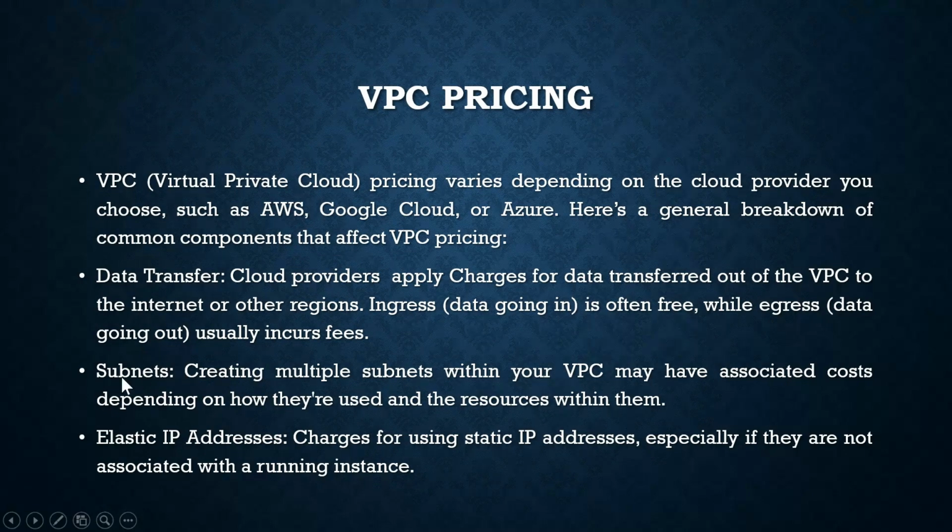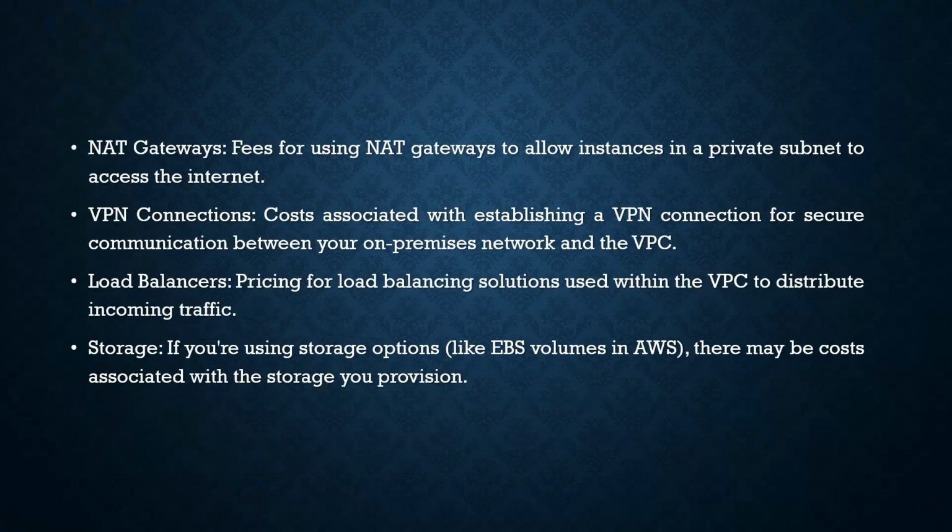The next one is subnets. Creating multiple subnets within your VPC may have associated costs depending on how they are used and the resources within them. The next one is Elastic IP addresses. There are charges for using static IP addresses, especially if they are not associated with a running instance. The next one is NAT gateway. These are fees for using NAT gateways to allow instances in a private subnet to access the internet.